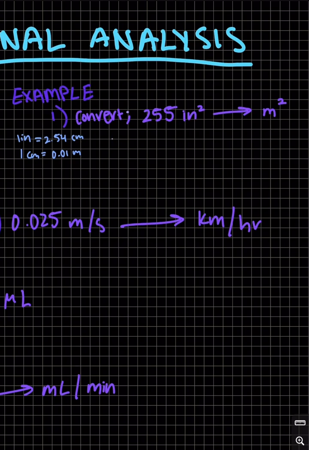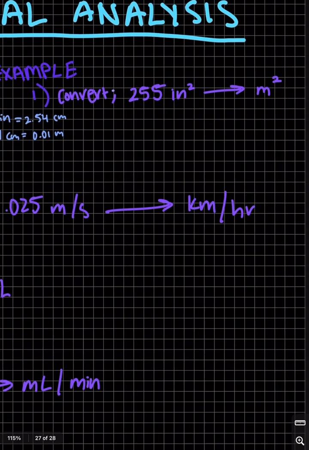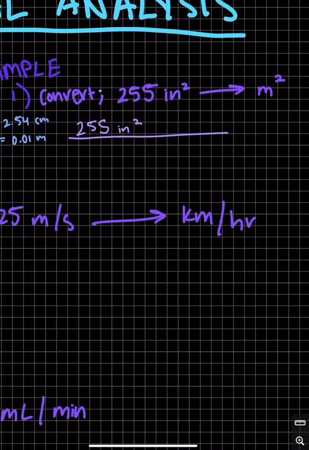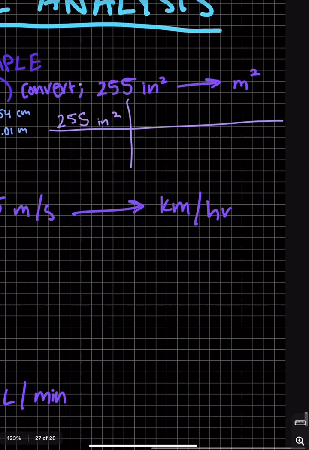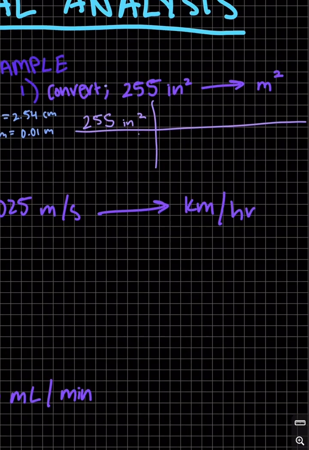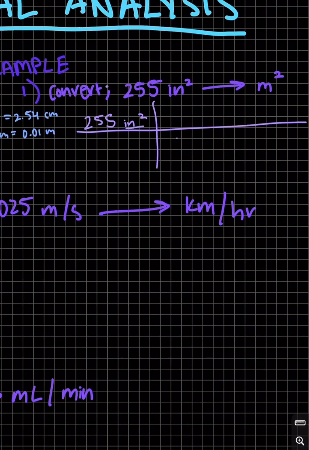So now, to start off, we're going to draw our table where we're going to start off with 255 inches squared at the top of the table. Okay? And so then to convert these inches, what I want to do is move this inch to the bottom. So I'm going to write 1 inch squared.